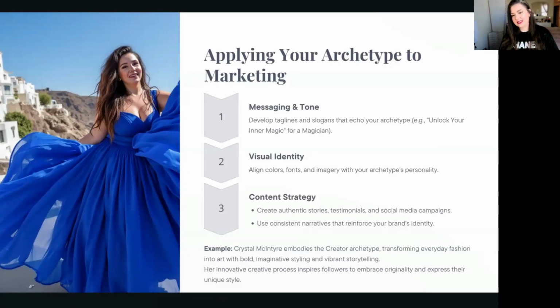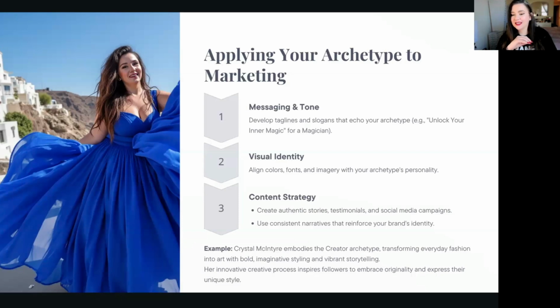So applying your archetype to your marketing: messaging and tone, as I mentioned earlier, will help you develop taglines and slogans that echo your archetype. Unlock your inner magic for a magician. That one's really on the nose. We can get a little more creative than that, but that one's really on the nose.